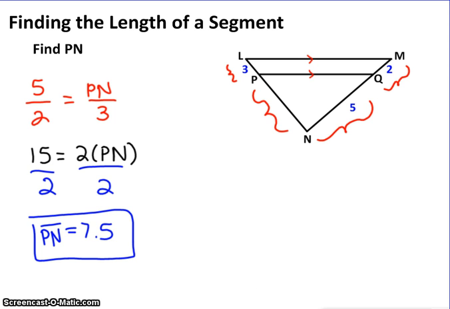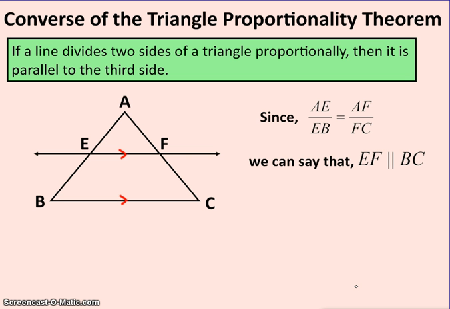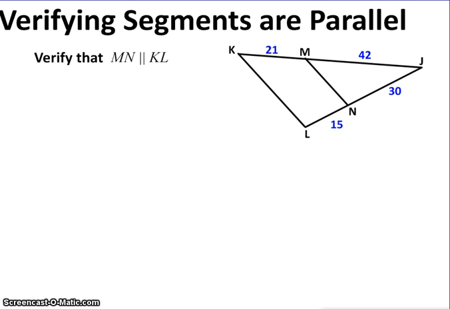Now, with theorems, sometimes we have the converse. And this is true. The converse of the triangle proportionality theorem says if I already know that this side divided by this side is equal to this side divided by this side, then the two lines must be parallel. So let's put that into practice. Here I have some numbers, and I want to know, is MN parallel to KL? So let's do the triangle proportionality. Is 42 over 21 equal to 30 over 15? If it is equal, then they're parallel. If it's not equal, then they're not parallel.